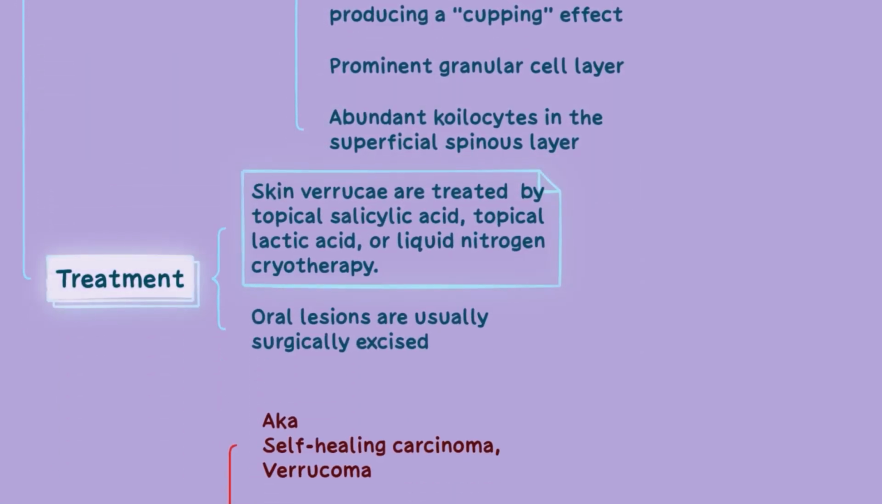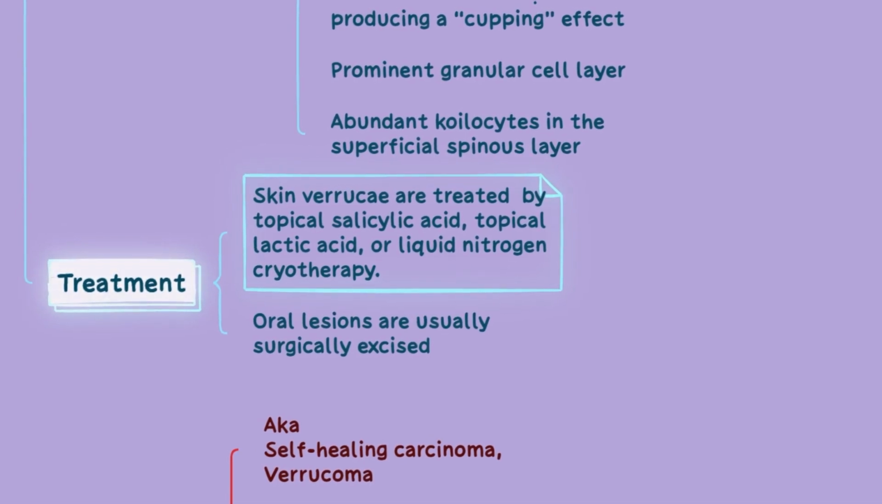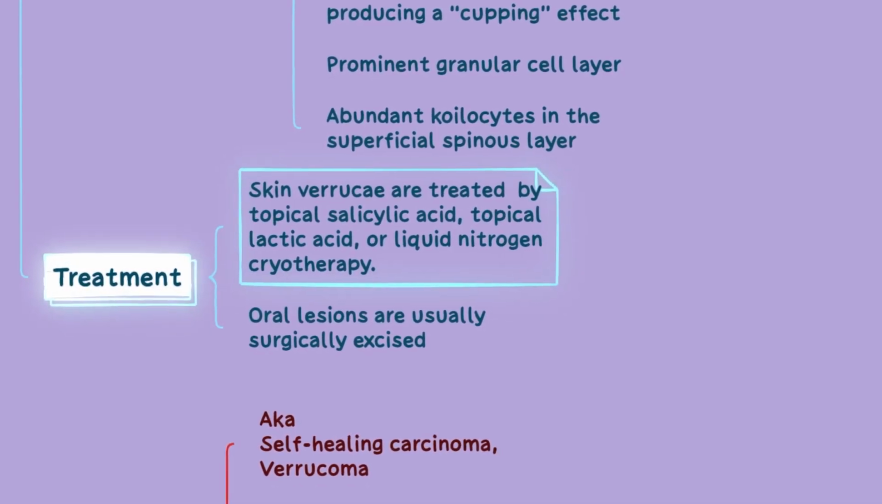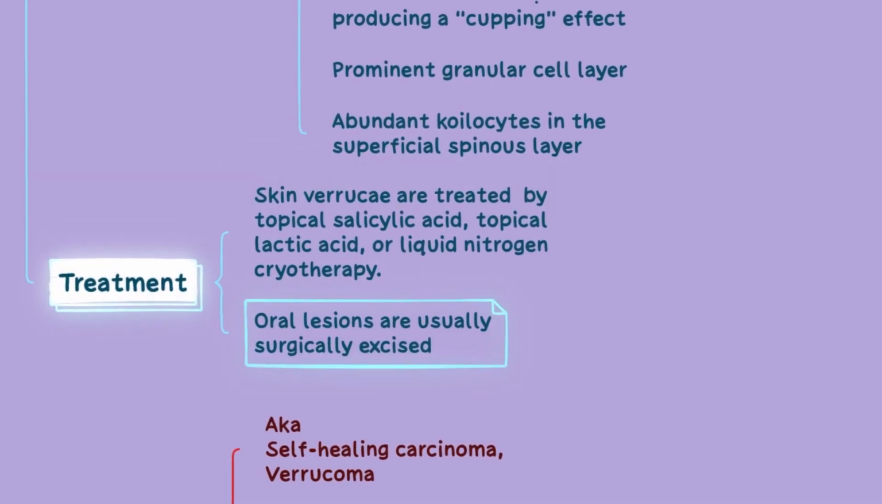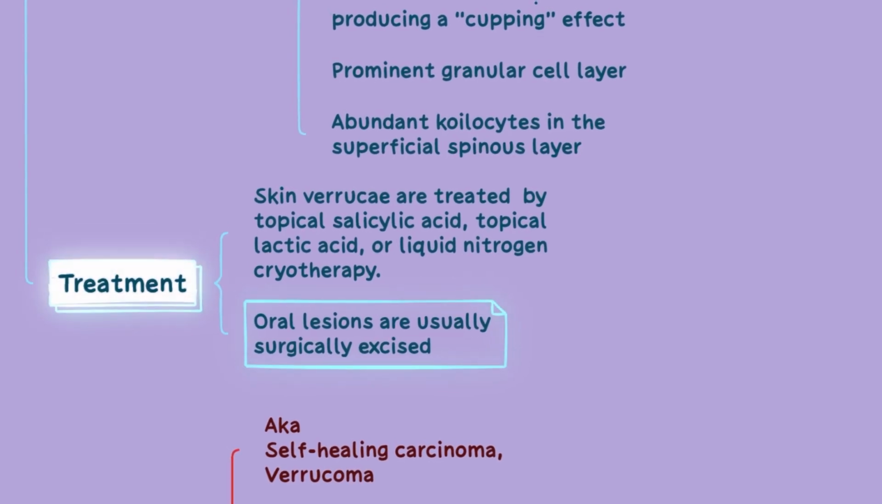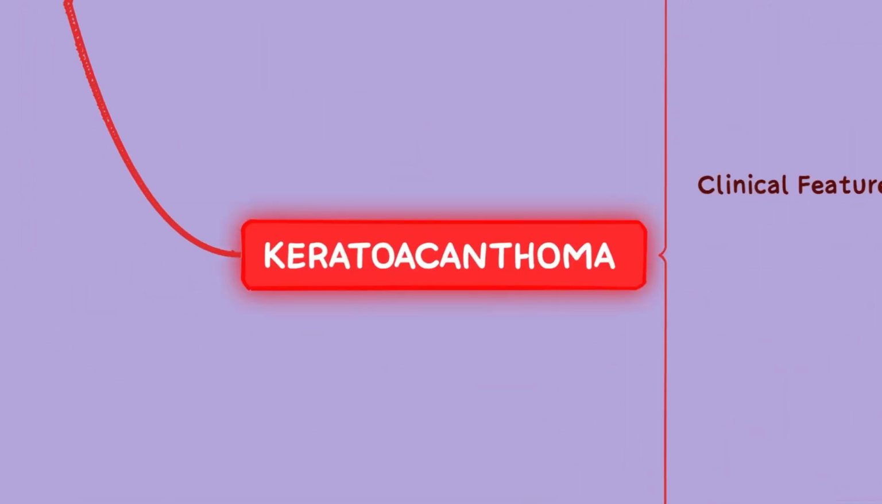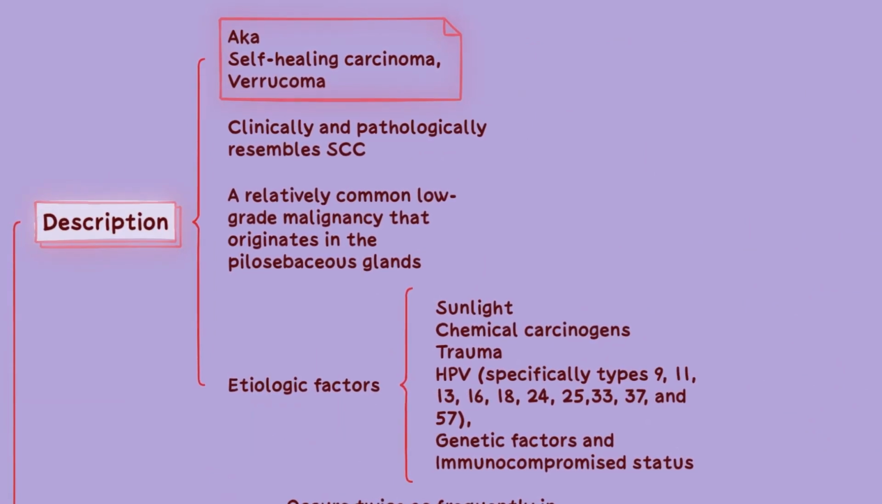The treatment for skin verrucae include topical salicylic acid, topical lactic acid, or liquid nitrogen cryotherapy. On the other hand, oral lesions are usually surgically excised to prevent recurrence and eliminate the wart from the oral mucosa. The next lesion, keratoacanthoma, is also known as self-healing carcinoma or verrucoma.